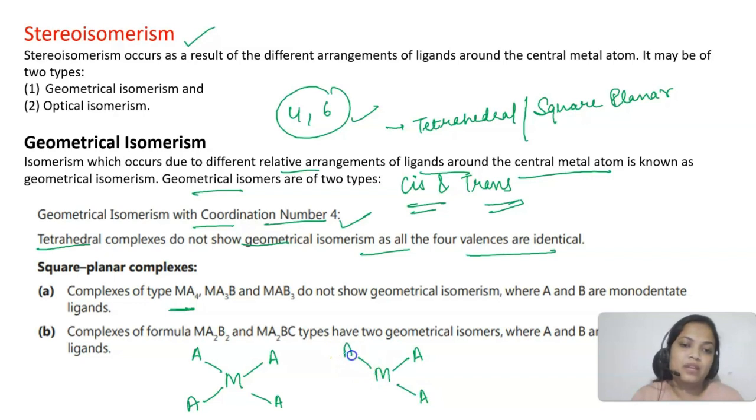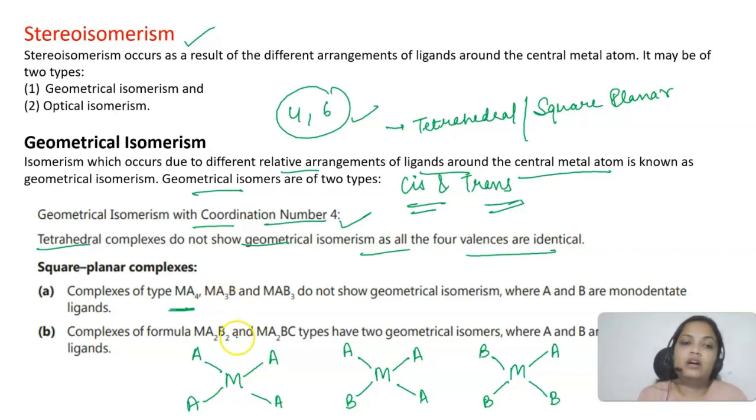Now Ma3b also will not show it because three ligands are the same. At least two ligands should be different. Okay, there should be two different ligands, then we can consider their positions. So Ma3b and MAB3, any of these types of coordination compounds will not show geometrical isomerism. A and B should be monodentate ligands here, okay, with denticity 1. These will not show because you cannot draw the isomers for it, because at least 3 ligands here are the same, at least 2 should be different, then you can draw.